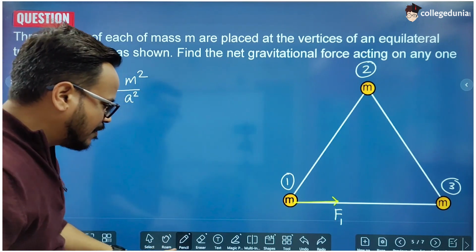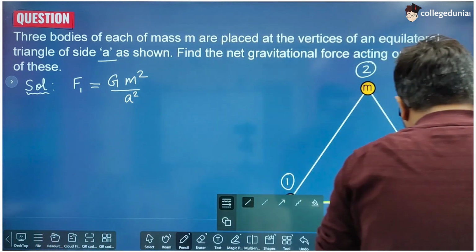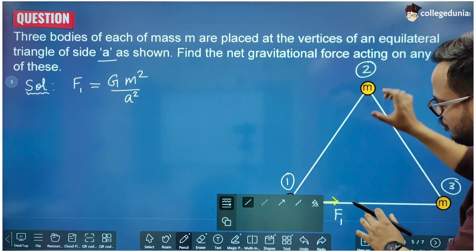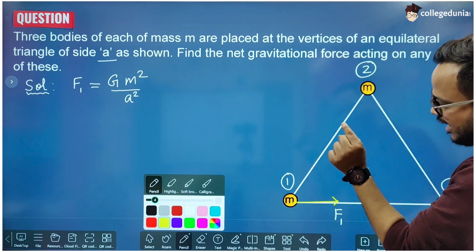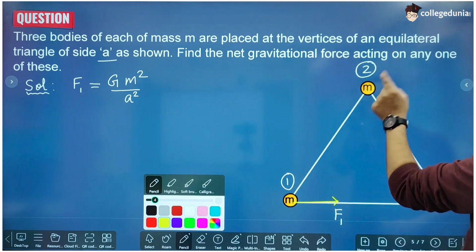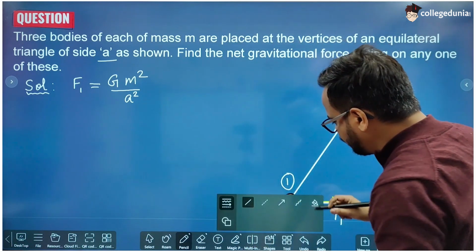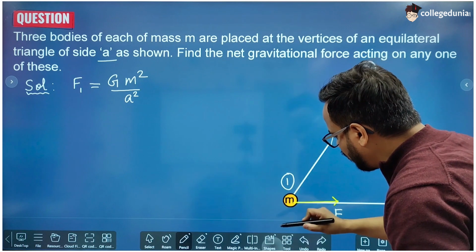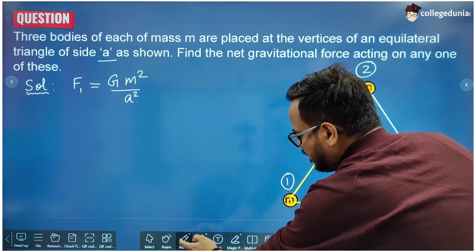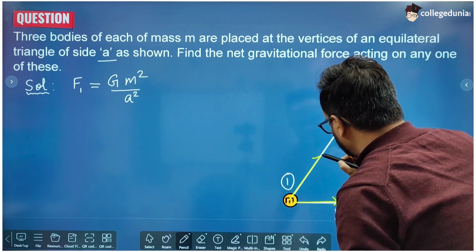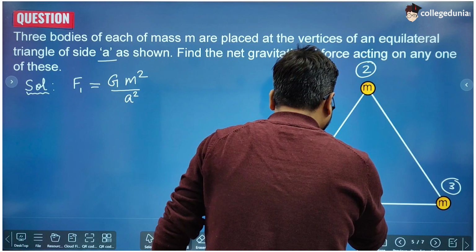So this is F1. Now let's talk about F2. For F2, we will forget this body and focus on this. So what is the direction of force applied on 1 by 2? So 2 will also attract 1 because this is also gravitational force. So the direction of force on this is in this direction, and let's call this force F2.